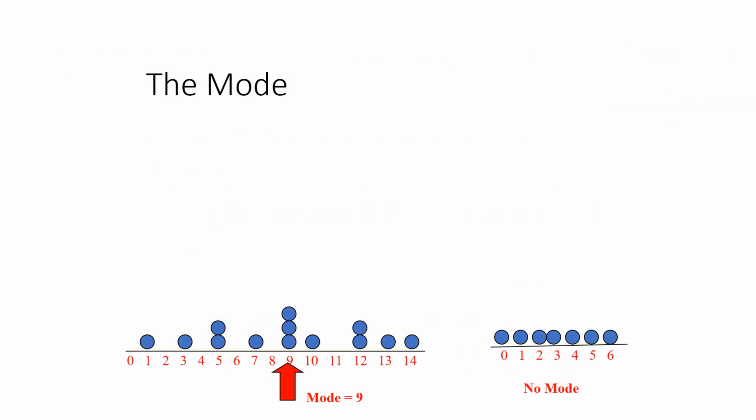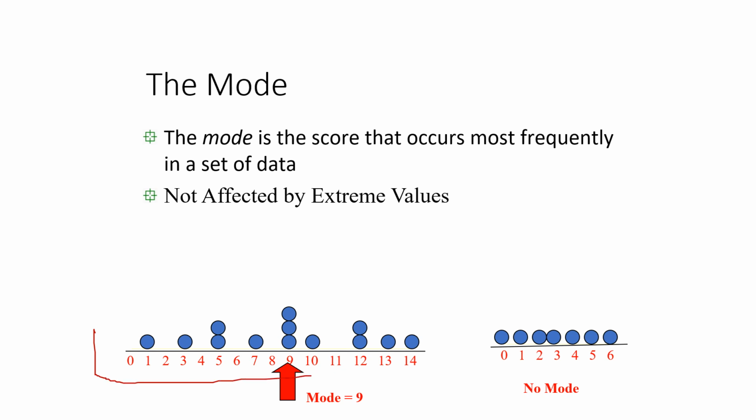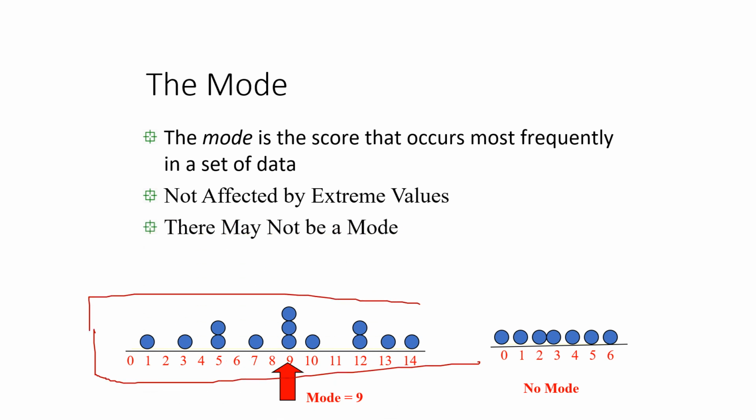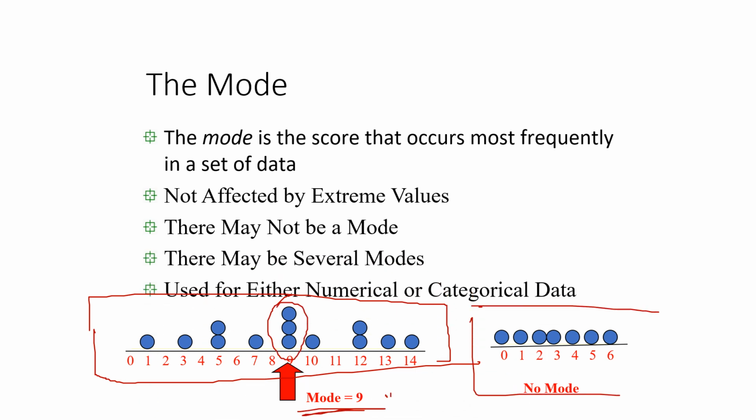Now third one is mode. Mode is a score that occurs most frequently in set of data. And this example you can see here, most repeated is 9. So mode is 9. And in this side, there is no mode because no repetition.